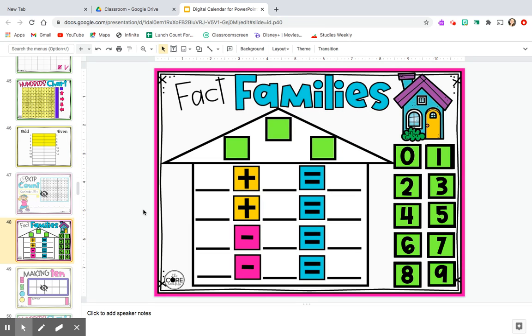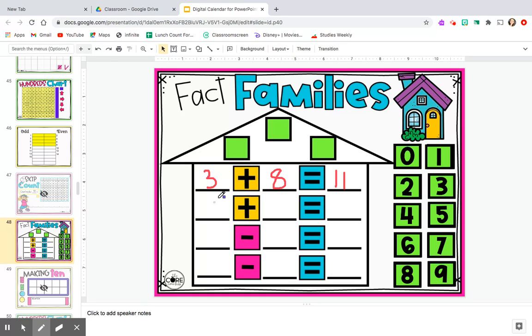All right, our fact family. Miss Horton is going to choose a number. Miss Horton's going to pick 3. And let's go 8. So if I had 3 things, let's say 3 candy bars, and I added 8 more candy bars, how many candy bars would that be?